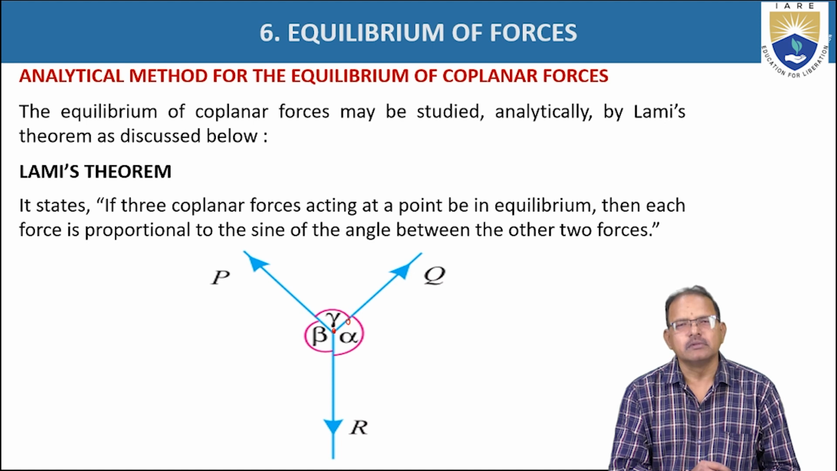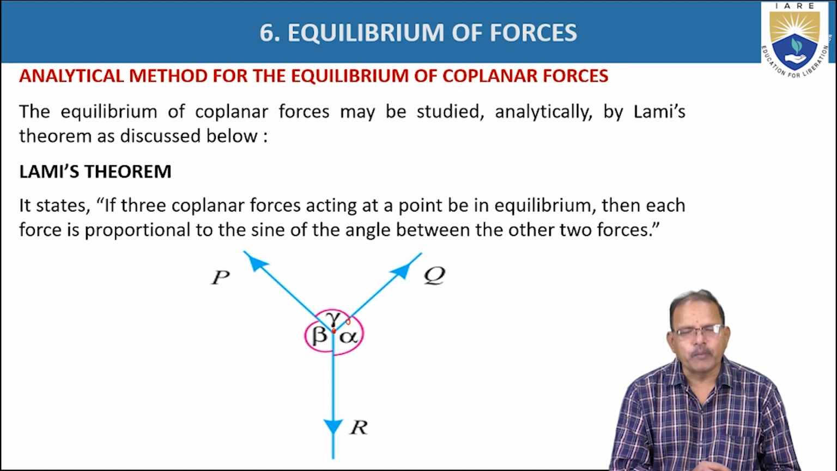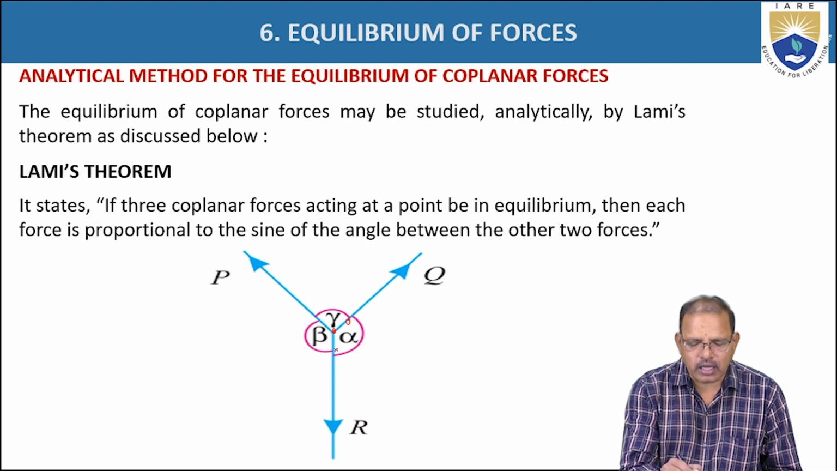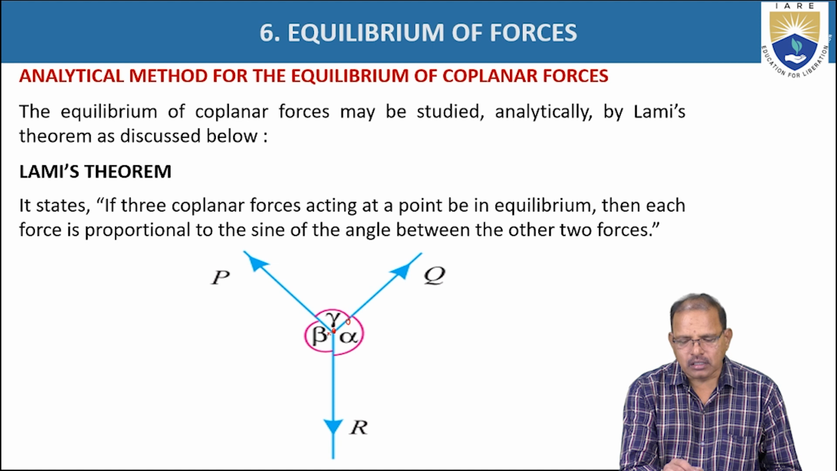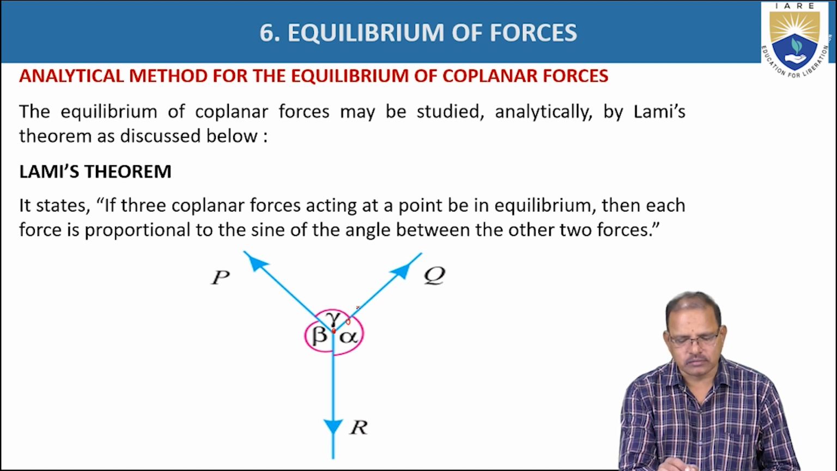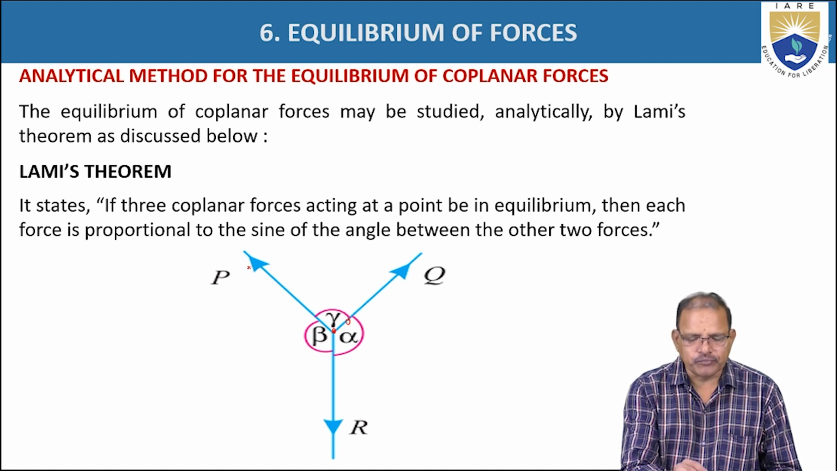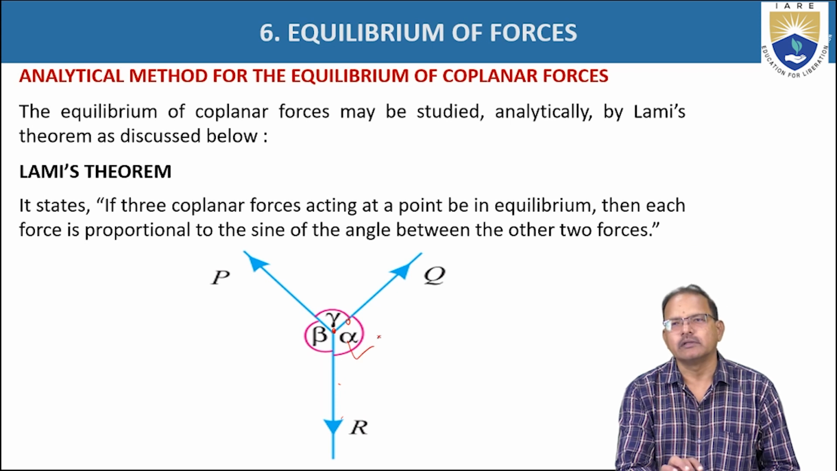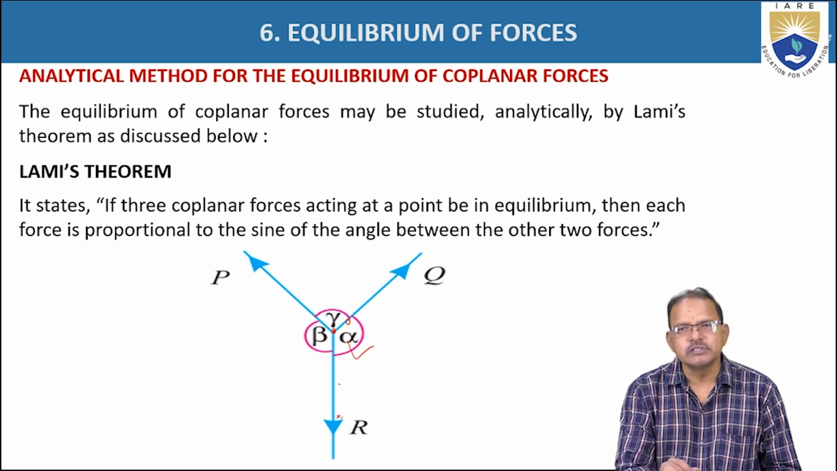According to Lami's theorem, each force is proportional to the sine of the angle between the 2 other forces. For example, the force P is proportional to the sine of the angle between the remaining 2 forces, Q and R, which is represented as alpha. Similarly, the force R is acting now.